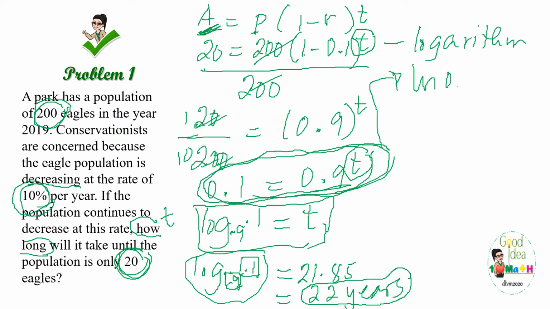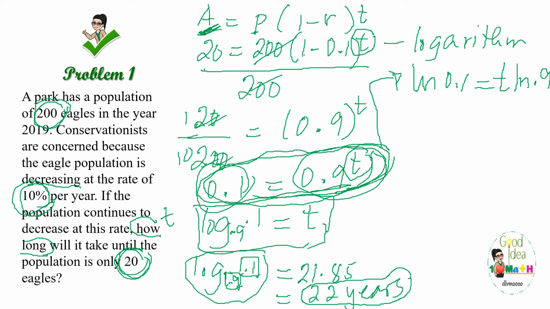ln 0.1, I'm sorry, 0.1. That's 0.1. Let me change this to 0.1. So ln 0.1, simply copy this part and then put ln before 0.1 equals, this one will become 0.9 raised to t will become t. So put t before ln. So t ln and then copy 0.9.